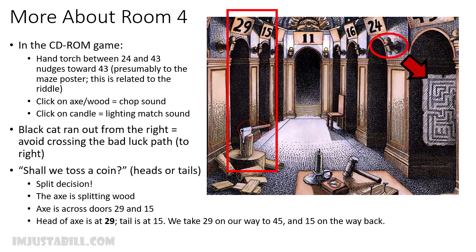So we talk about flipping a coin, heads or tails, a split decision. We can go to heads first. Heads at 29, the tail at 15. So we take 29 on our way to 45. We take 15 on our way back, but that is the correct door to take here on our way to 45, 29. And that is, I believe, the best reasoning for it.